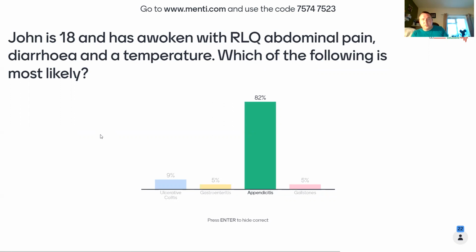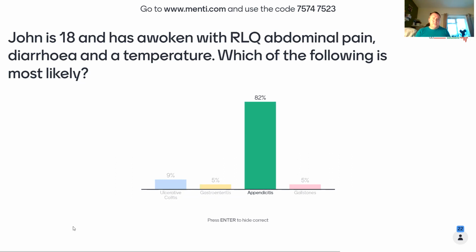What makes it not ulcerative colitis? Ulcerative colitis tends to be pain on the left-hand side of the tummy. There tends to be diarrhea as well. It tends to be bleeding, less likely to have a temperature. Gastroenteritis, less likely to have a temperature. There would be diarrhea, but there would be vomiting as well. It wouldn't necessarily be right abdominal pain. It tends to be more middle, tends to be more cramping, but again, not the same for everyone. And gallstones, you'd expect to see right upper quadrant abdominal pain, not necessarily the diarrhea, not necessarily the temperature. So of course, appendicitis fits the best there.